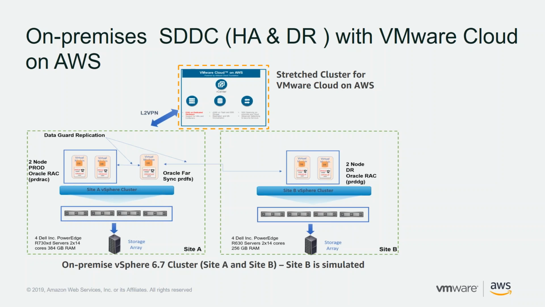The VMware Cloud is essentially in a stretch cluster deployment. Basically a 6-node stretch cluster across 2 AZs or availability zones, 3 servers in AZ1, 3 servers in AZ2. Storage in VMware Cloud on AWS is provided by the HCI vSAN instance. The current solution deploys 3 separate environments. Site A with a production 2-node Oracle RAC, as shown. Site B with a DR 2-node Oracle RAC. And again, Site A has a production Oracle Far Sync as well.